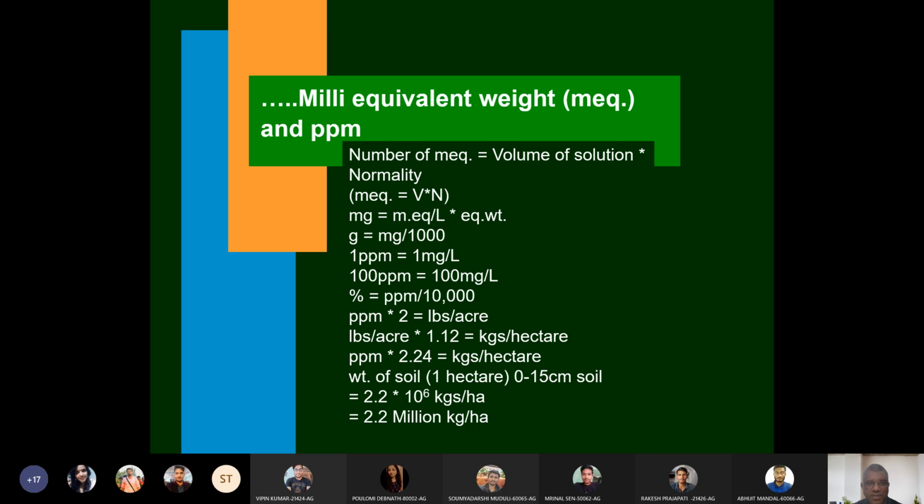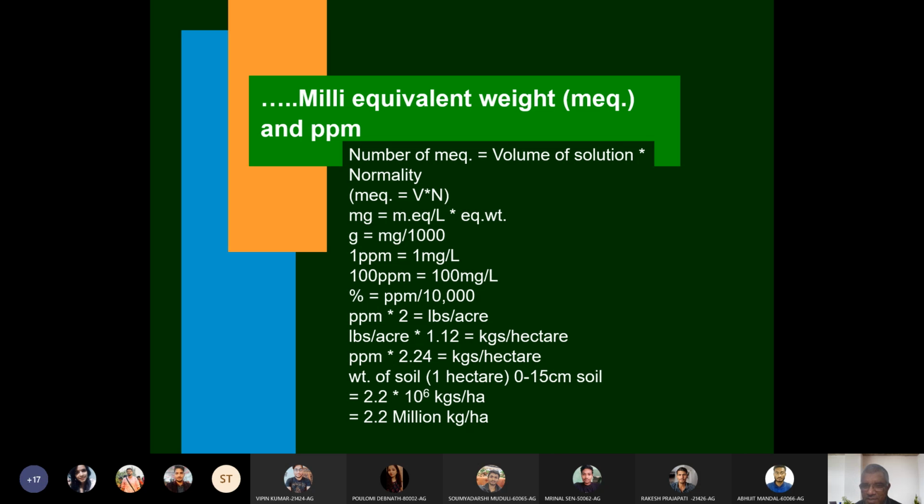So number of milliequivalent is equal to volume of solution. How much volume of the substance or solution was used to get the end point? That is volume of the solution into normality. What was the normality of the solution?